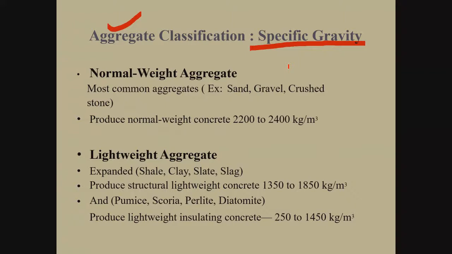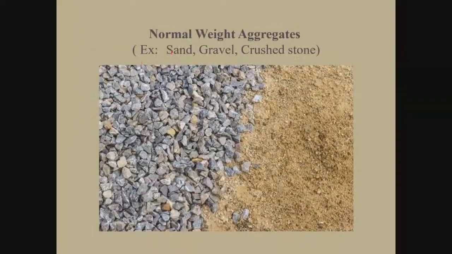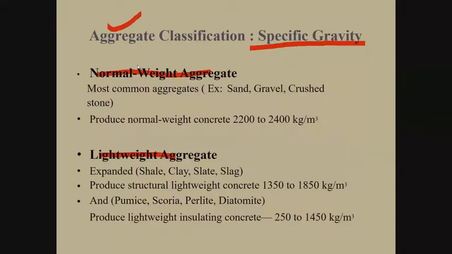For example, around 2.65 is the usual value of the specific gravity of aggregates, which means that the specific gravity is more as compared with water. So that's why all types of aggregates basically sink inside the water. And on the basis of aggregate specific gravity, we are categorizing aggregates into three categories: normal weight aggregates, lightweight aggregates, and heavyweight aggregates.